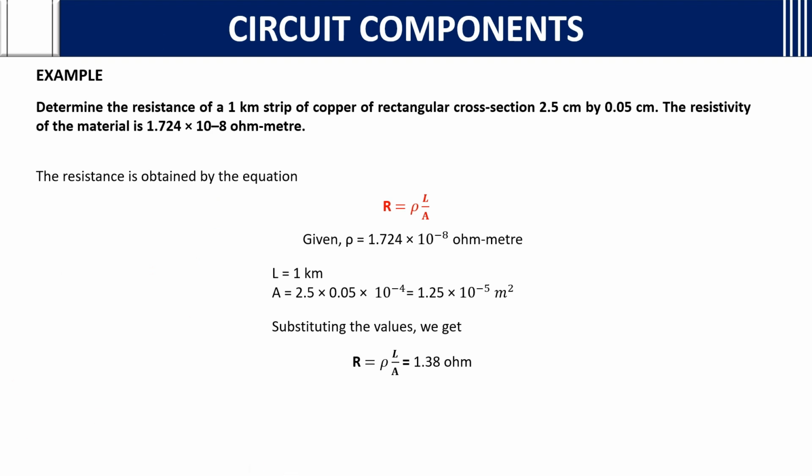What we can see here is, rho is given as 1.724 into 10 power minus 8, L is given as 1 kilometer, and A is given as the rectangular cross section, that is 2.5 into 0.05. This is length, this is breadth, so we multiply both and convert into meter square, into 10 power minus 4, giving 1.25 into 10 power minus 5 meter square. Substituting the values, R is equal to rho L by A, with L as 1 kilometer and area 1.25 into 10 power minus 5 meter square. So we get 1.38 ohm.